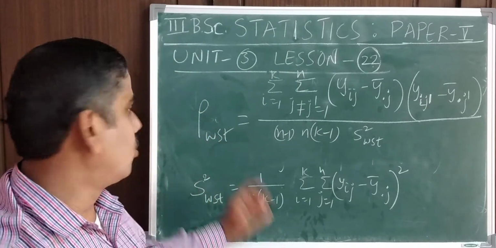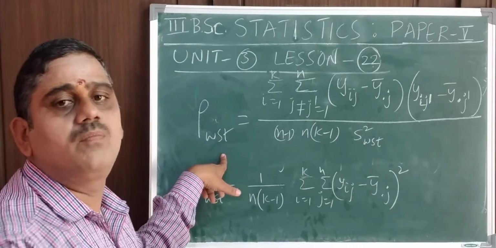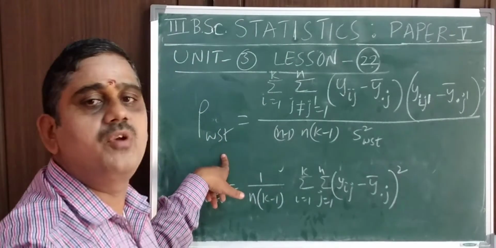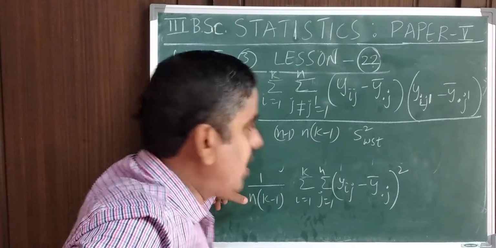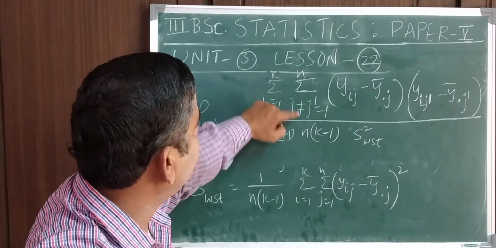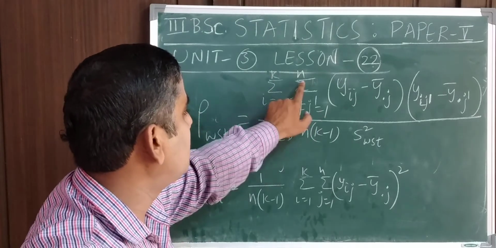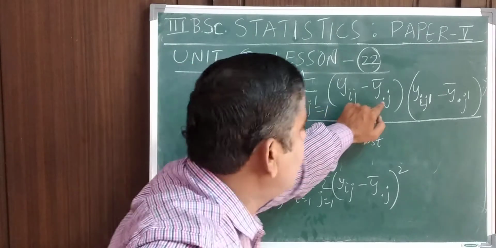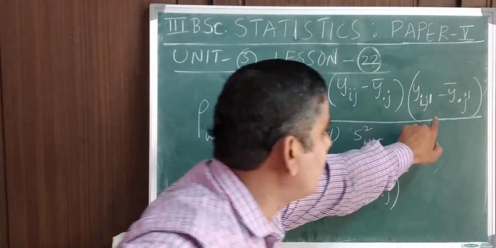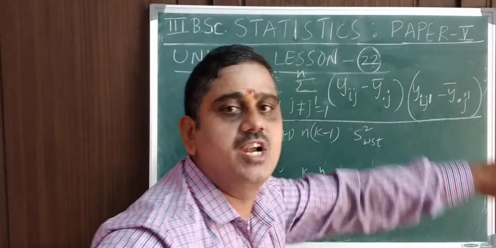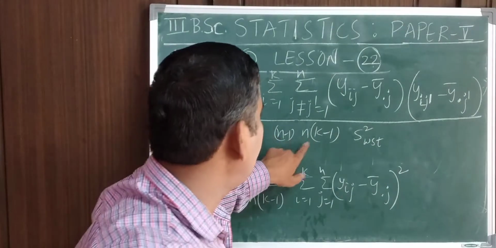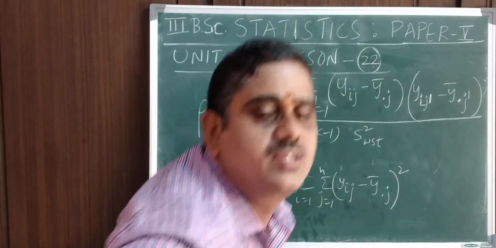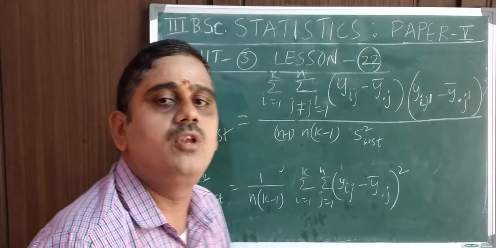Right? So rho WST, that is the correlation coefficient between the units of the population within the strata, is calculated by the summation i equal to 1 to k, summation j not equal to j' equal to 1 to n, (y_ij minus y bar dot j) into (y_ij' minus y bar dot j') divided by (n minus 1) into n into (k minus 1) into S squared WST. This is the formula of rho WST.